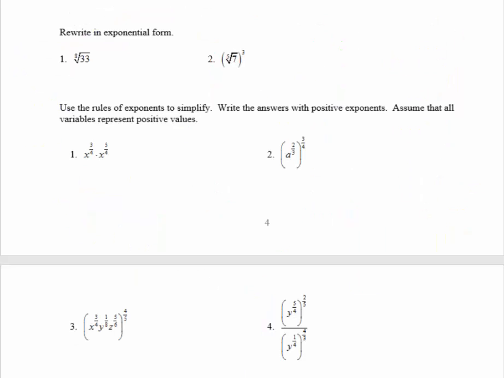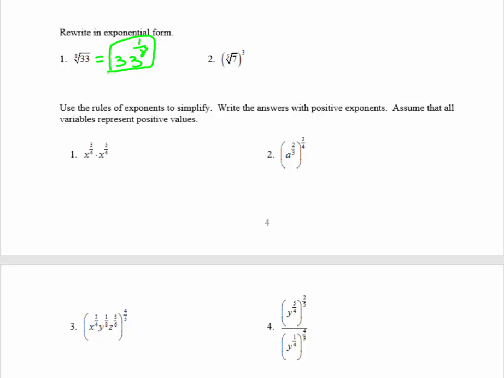Rewrite in exponential form. So now we're going to go the opposite direction. We have a radical, and we want to rewrite it in a fractional form. So 33 has a power of 1 and an index of 8. So in exponential form, it's just 33 to the 1/8.